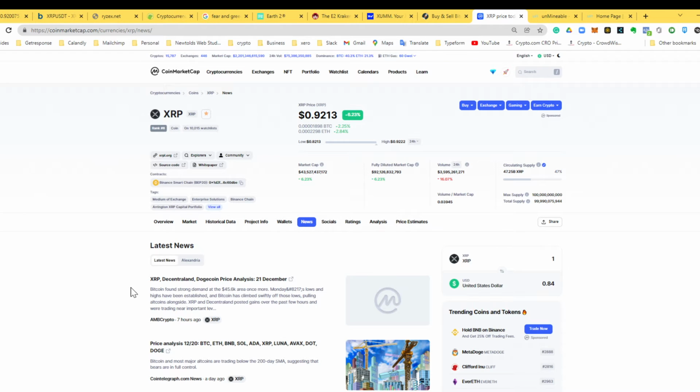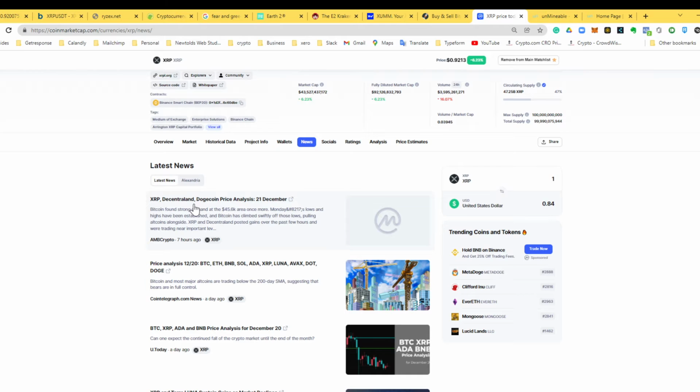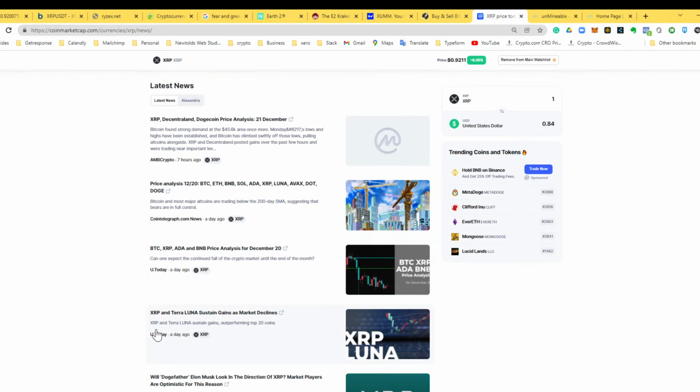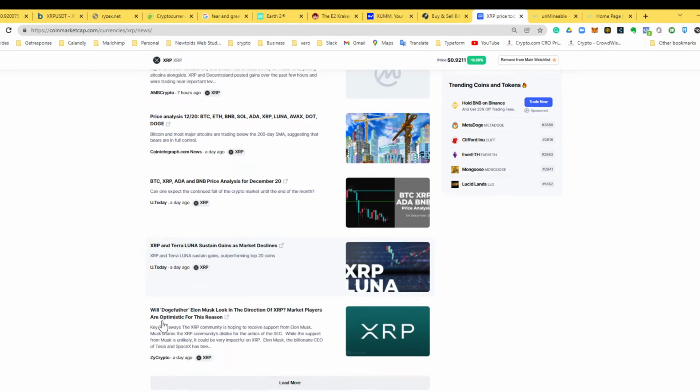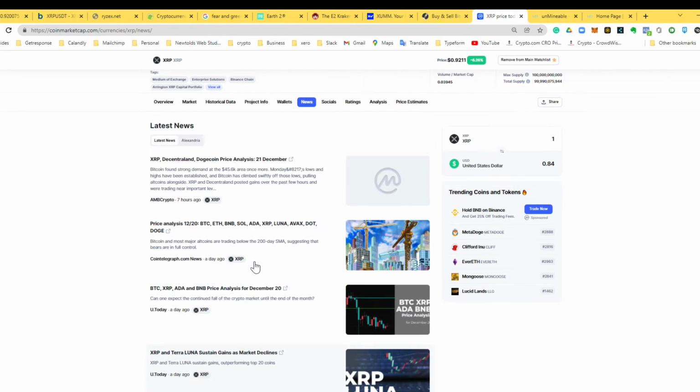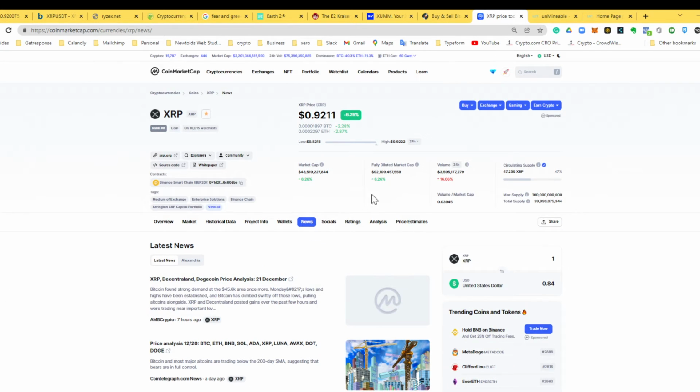So we're looking to see if there's any news here. XRP decentralized Dogecoin price analysis. I've read through all this. I still like everything I see. There's quite a bit of news here. XRP Terra Luna. So Luna's another really good one we can look at as well. We don't have to stick with XRP, but I really do think the next 3 or 4 days growth, that's where we're going to see it.